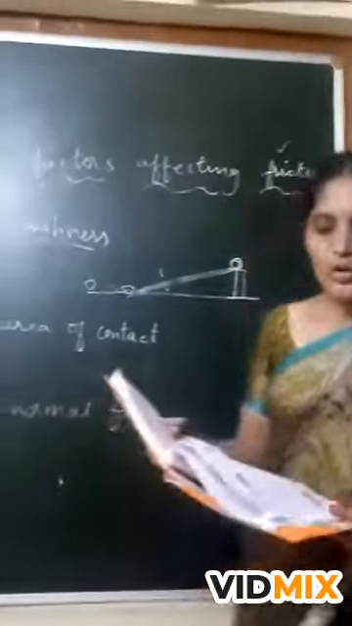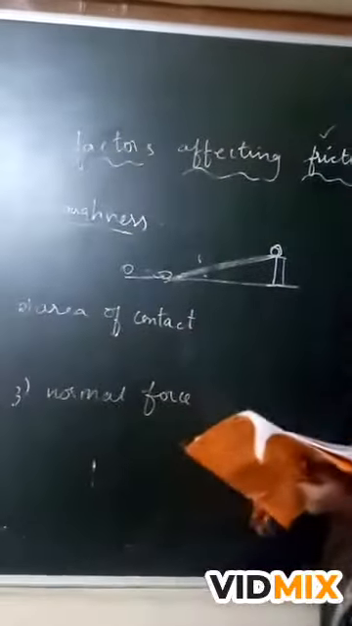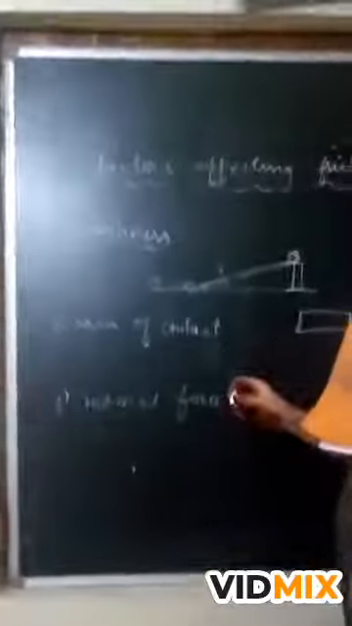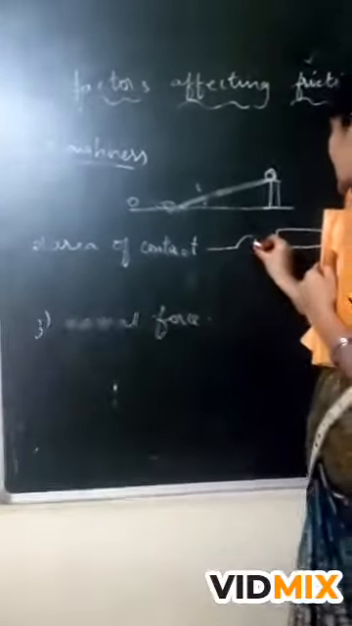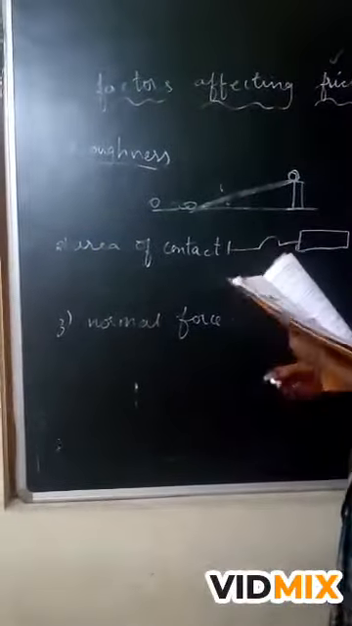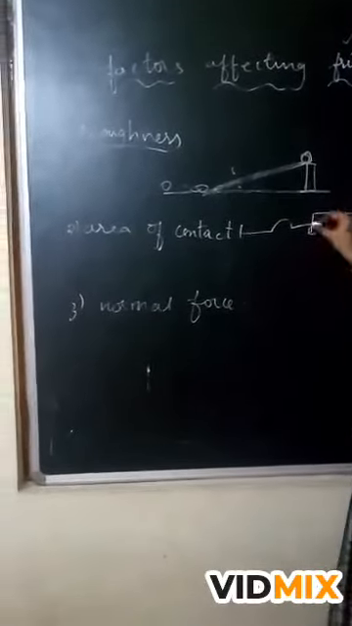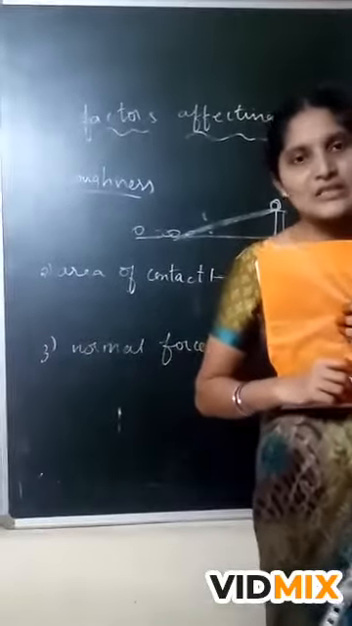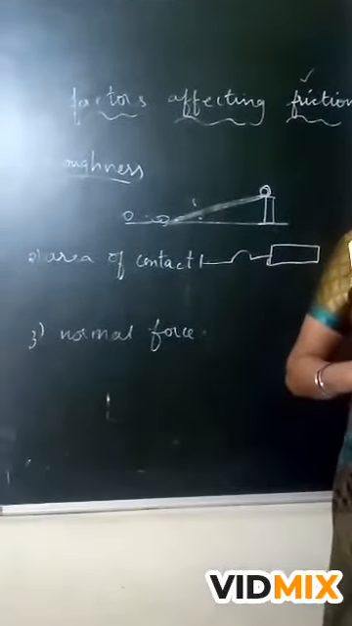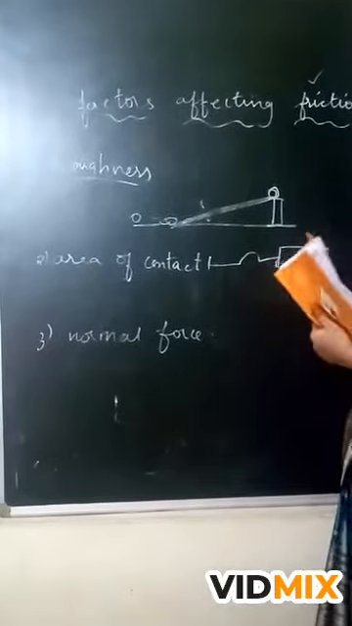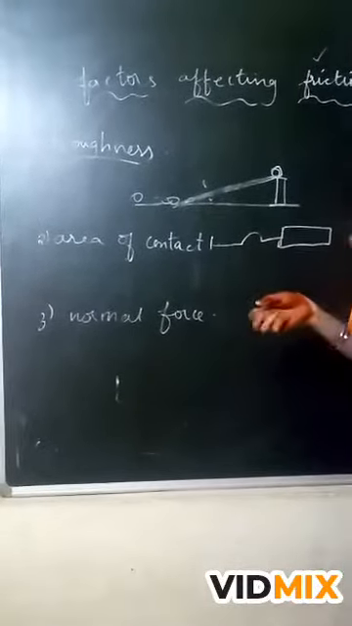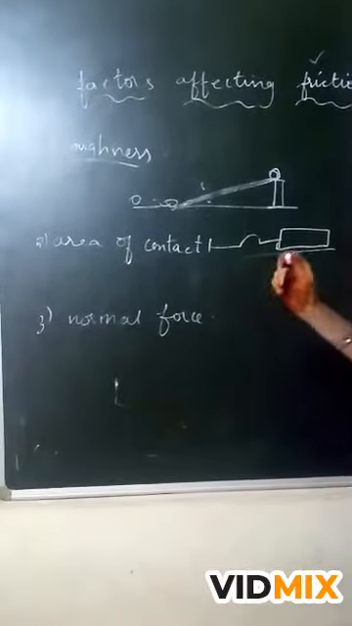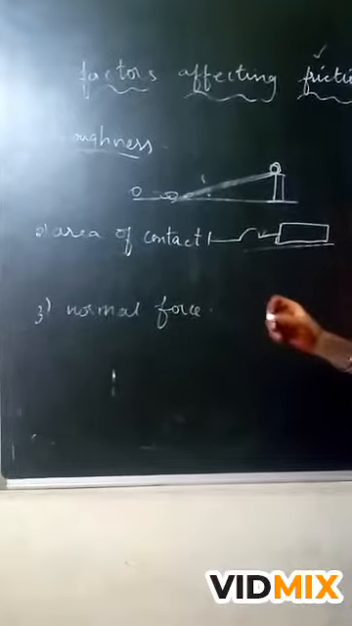Now, next one is effect of area. Let us take one brick and keep it in a horizontal direction. Attach a spring balance. The spring balance is used to measure the frictional force. Very important, spring balance is used to measure friction. When we move it in horizontal direction, it moves to some distance, meaning it will give us some reading.